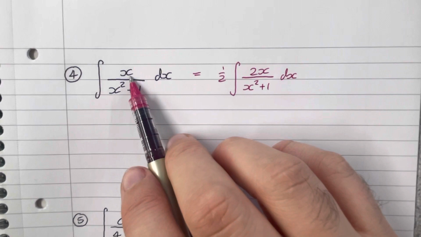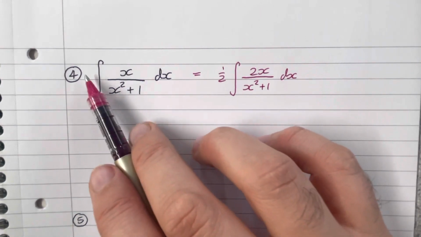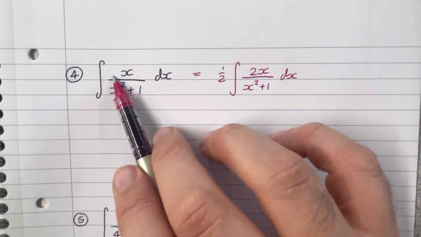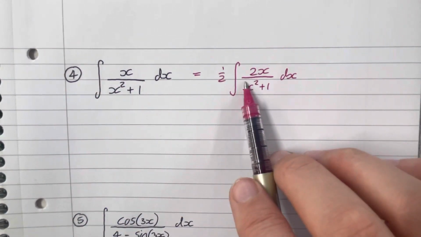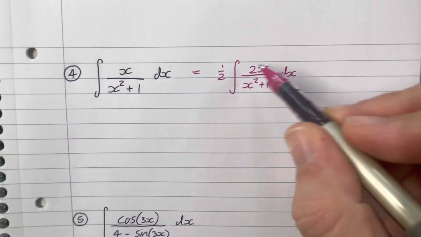So if this was a 2, for example, I couldn't put an x there and then put a 1 over x outside, because I can't pull variables through the integral symbol, but I can pull constants through the integral symbol. So I can do that. So just make sure it's a constant you're changing.